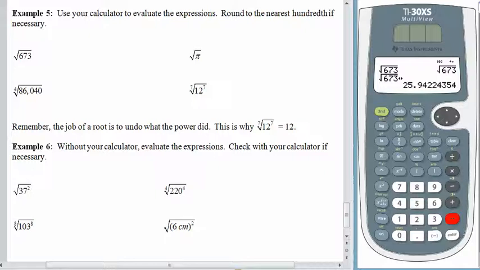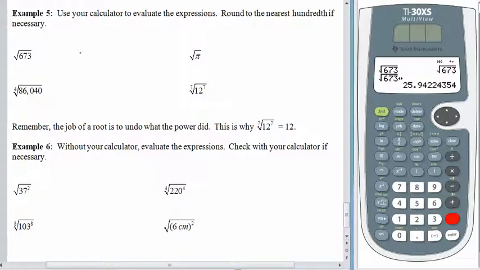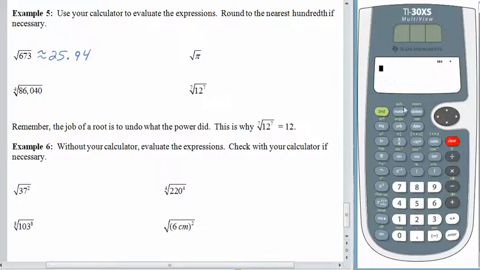And we see that we would like to have 25.9, and then we need to decide, should this 4 stay a 4 or should it bump up with the rounding? Look to the right, we see the 2, the 4 will stay a 4, and the square root of 673 is about 25.94. What about the square root of pi?